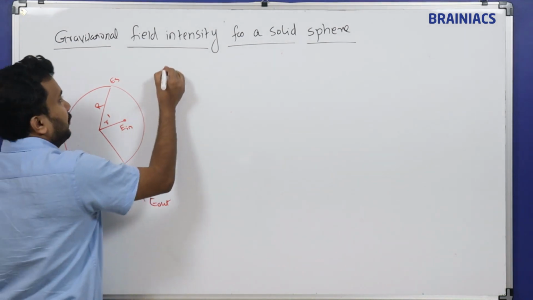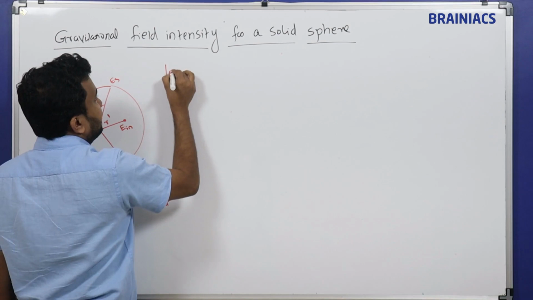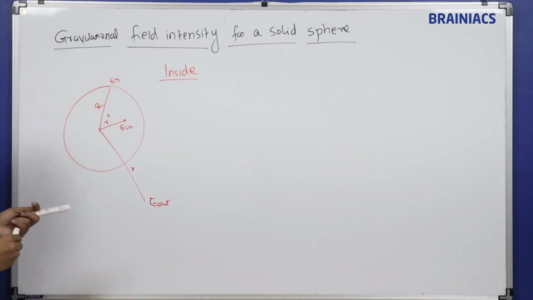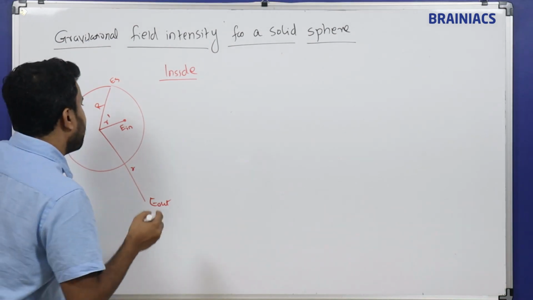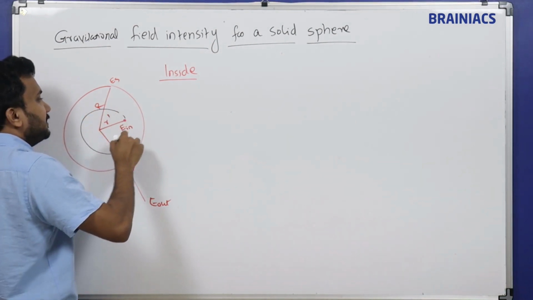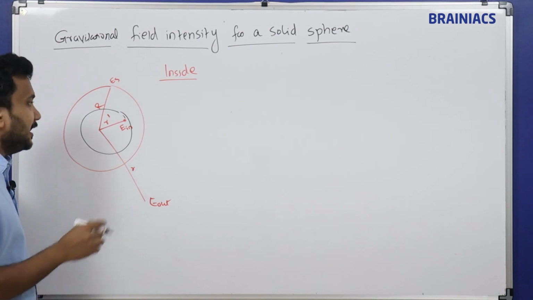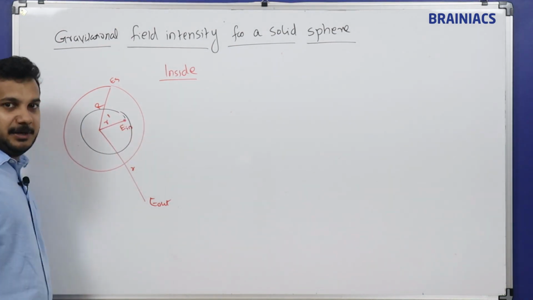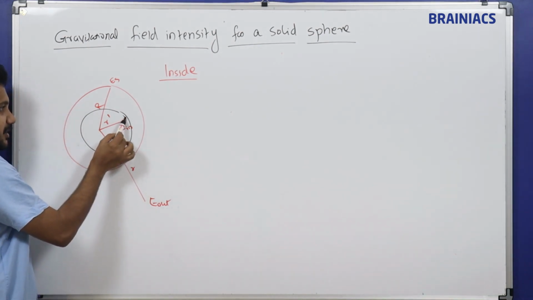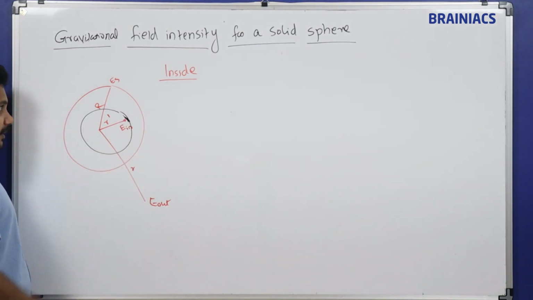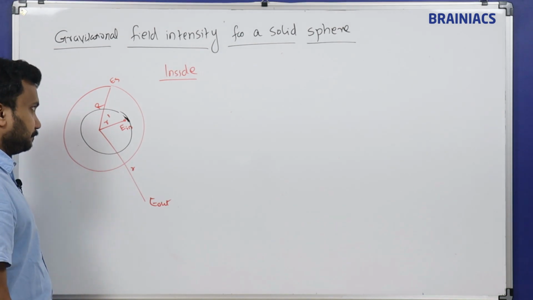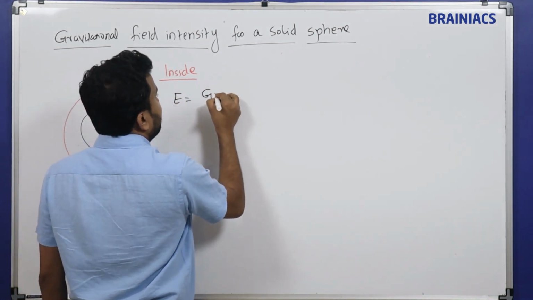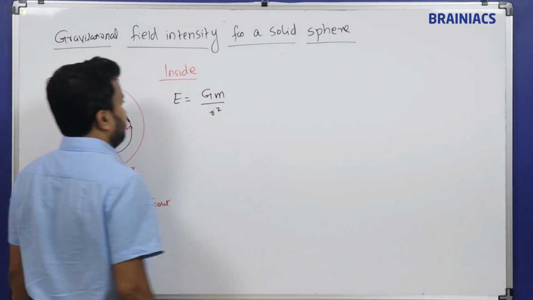Now we are going to find out the gravitational field intensity inside. To find it, we will consider a small circle, and that circle's surface belongs to this red point. This is a surface point, and it belongs to the black circle. So what is the general expression for gravitational field intensity? GM divided by r square.